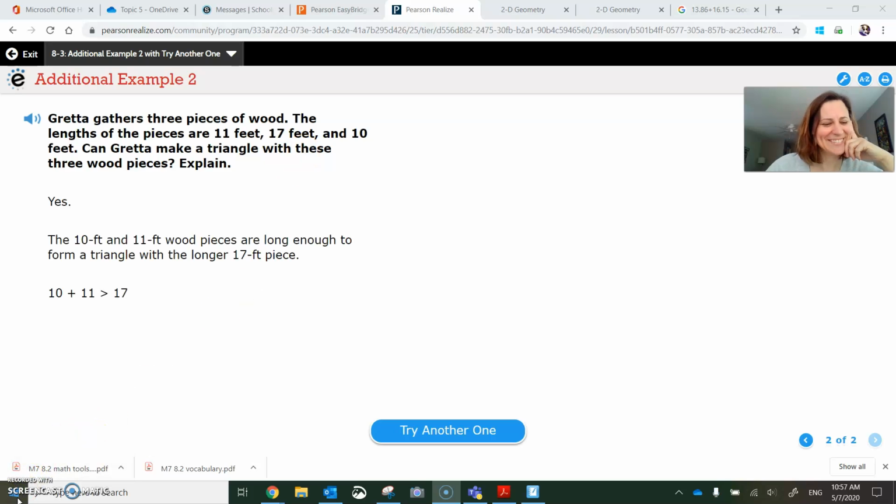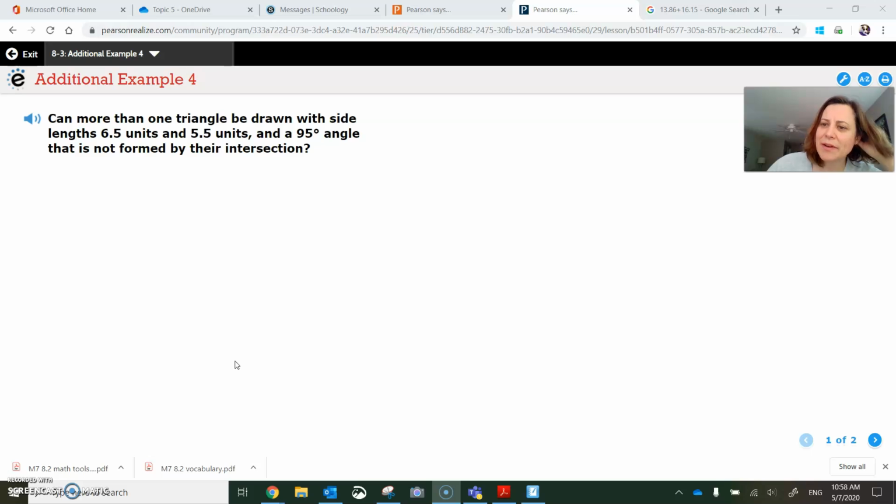See? I told you. So this last one is a thing in the toolbox that I kind of want you to see because it's sort of interesting. We're trying to make two different triangles where they have two side lengths that are 6.5 and 5.5, and they both have a 95-degree angle that's not formed by those two sides meeting. Watch what your toolbox can do.